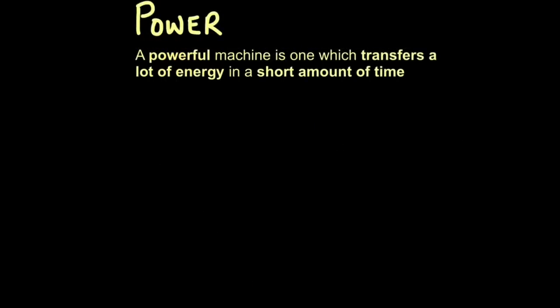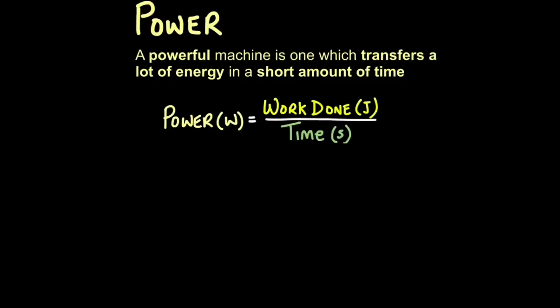Now, we've already looked at power in terms of electrical power, where we multiply current and potential difference together. But power, more specifically, is a measure of how much energy a machine transfers in a specific amount of time. So a powerful machine is one which transfers a lot of energy in a short amount of time. This is why power in watts can be worked out by doing this: work done, energy transferred, over time.